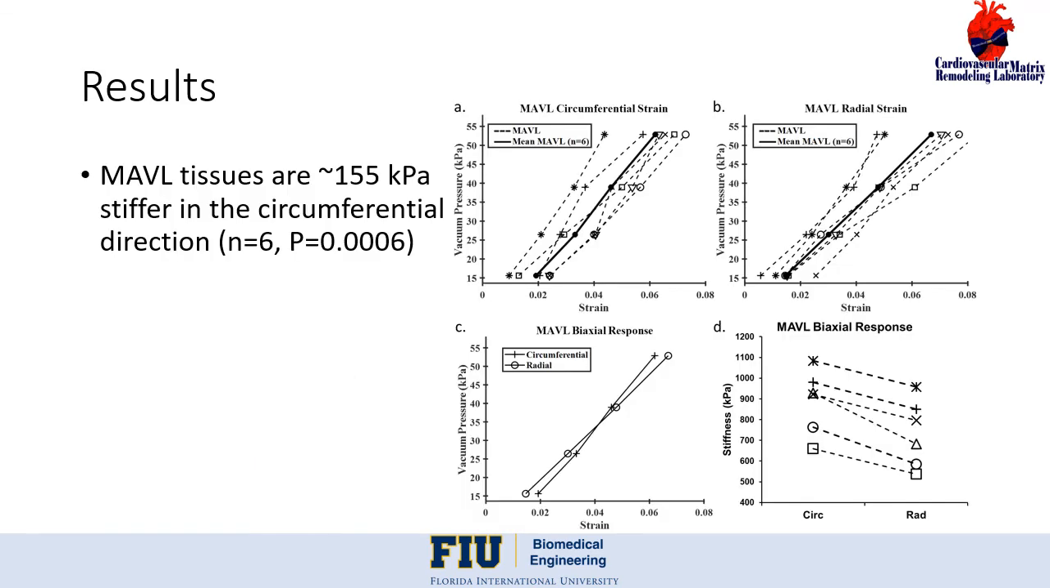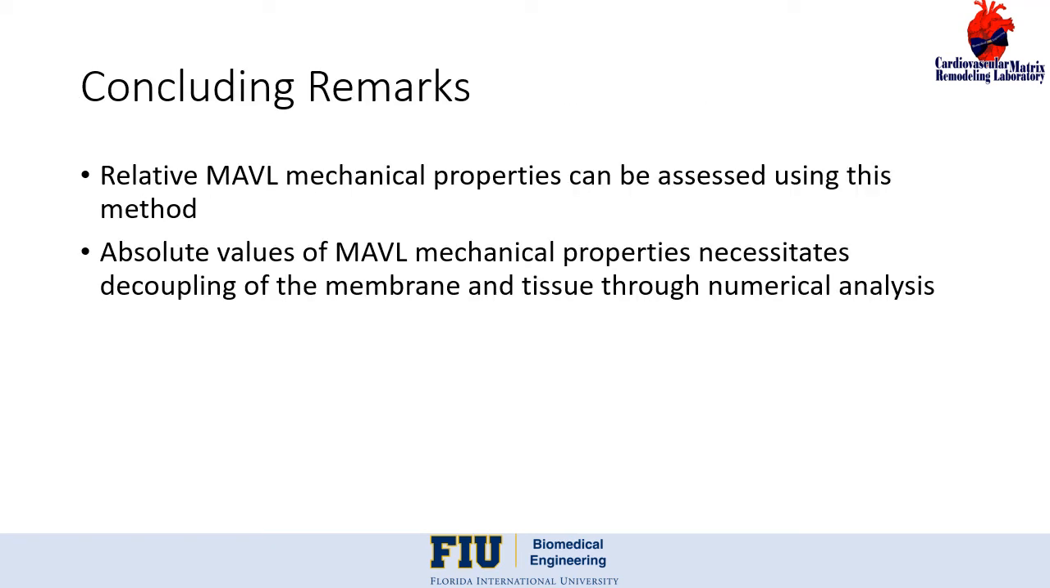To better quantify this observation, we tested 6 mouse aortic valve leaflets and noted that the circumferential direction is about 155 kilopascals stiffer than the radial direction. As you can see, using this method, relative mouse aortic valve leaflet mechanical properties can be assessed, where the orthotropic characteristics of the tissue can be assessed.